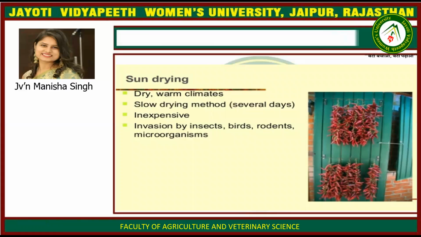Then sun drying, that is in warm climates. It is a slow drying method, it requires several days. It is inexpensive because the sun is free of cost. The disadvantage is invasion by insects, birds, rodents, microorganisms, and some pellets may be there.